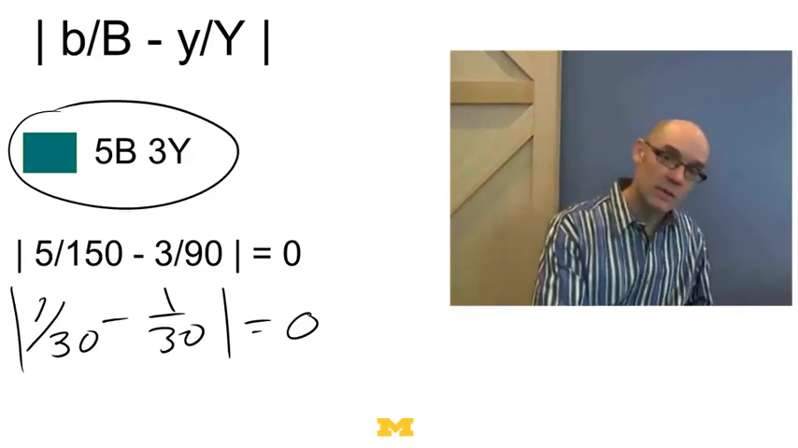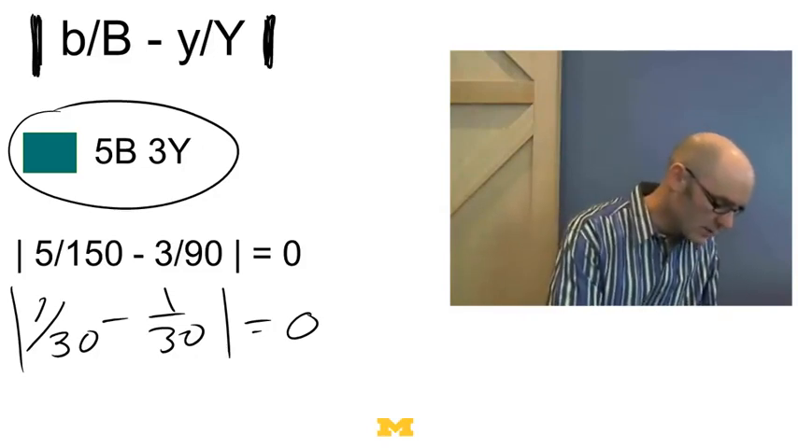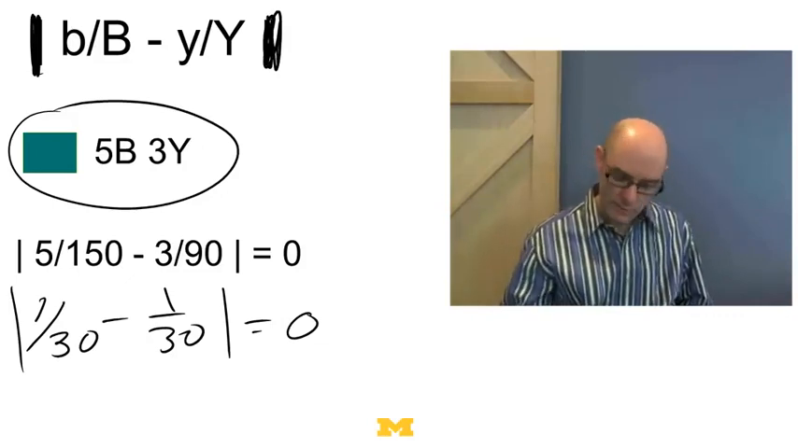But if we've got relatively more blue or relatively more yellow, since I'm taking the absolute value, that's what these two lines mean right here, I'm going to get a positive number. So I'm just going to represent more segregation.